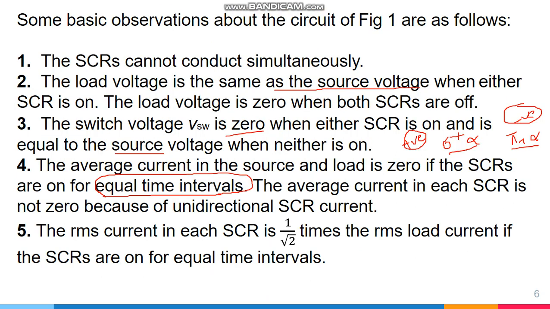And we have discussed that when we are talking about the RMS current and it is being divided into two equal paths, and they are both conducting for the same time, in that case the RMS current from either one path can be calculated as 1 by square root 2 times the current from the total load.